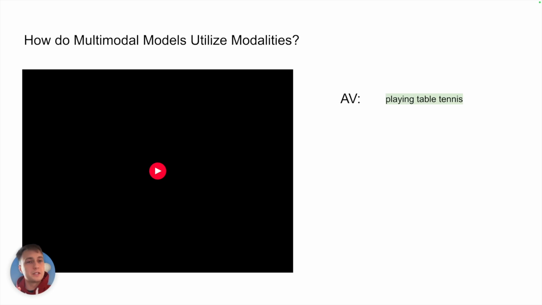This video contains 4 different classes. First one, playing table tennis. We can both hear and see it. But there are 3 other classes: crowd, people clapping, and male speech. Those classes we can only hear.